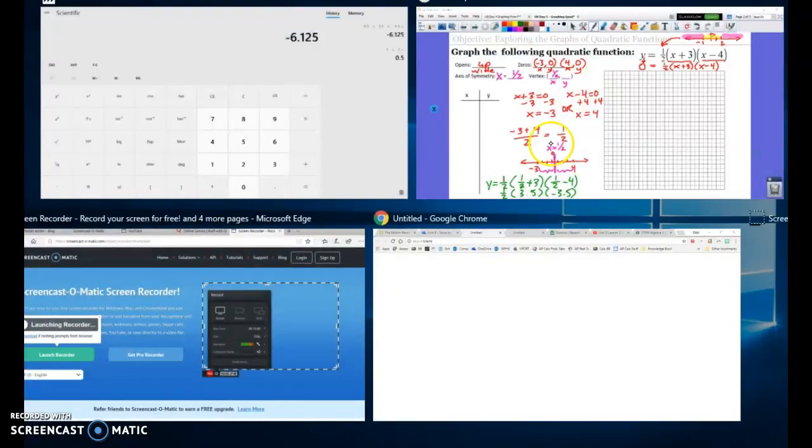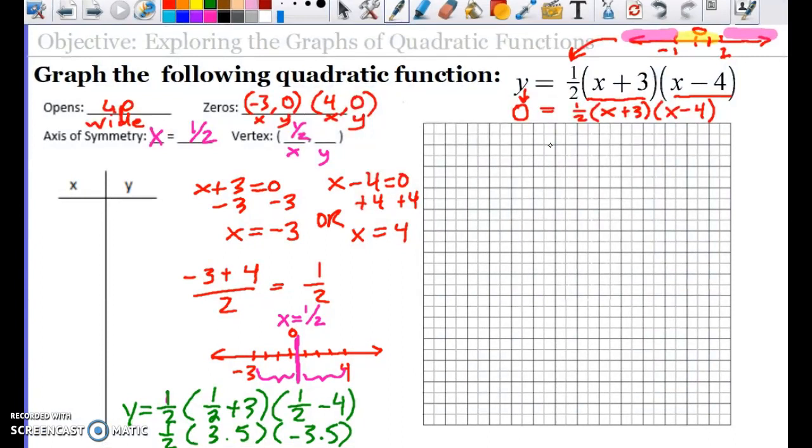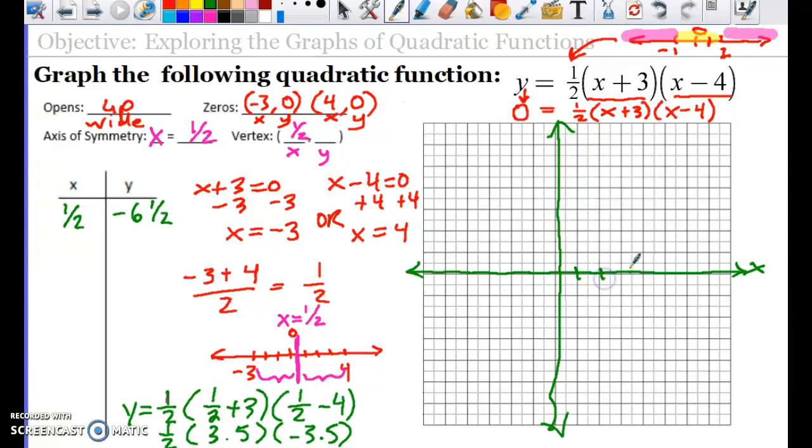Let's go back to my video here. So I know that when I put in 1/2, it's going to be negative 6 and 1/8. Let's start to graph some of the stuff that we know already. So I have a blank coordinate axis here. I'm going to make my x-axis right over here. Make my y-axis up and down over here. That was bad, I got squiggly at the end. That's okay.